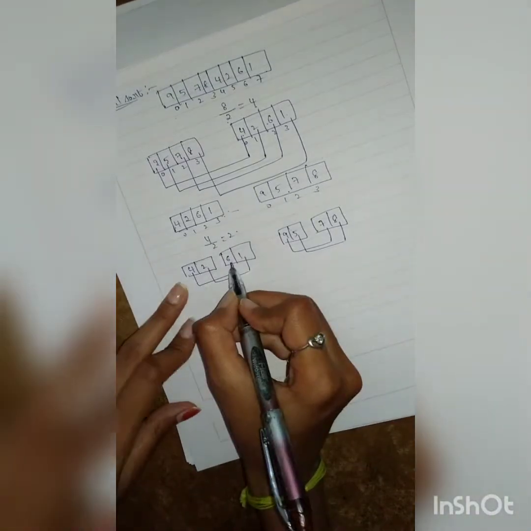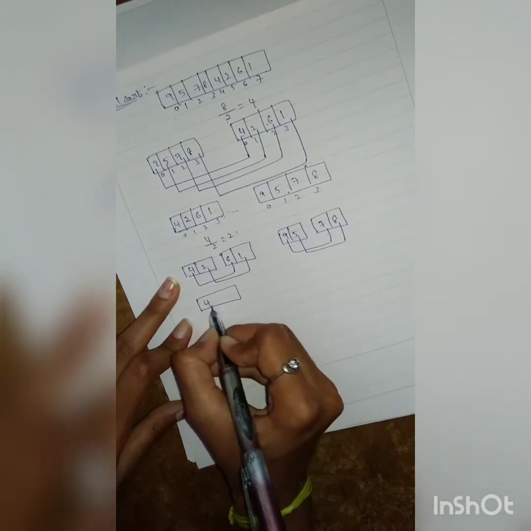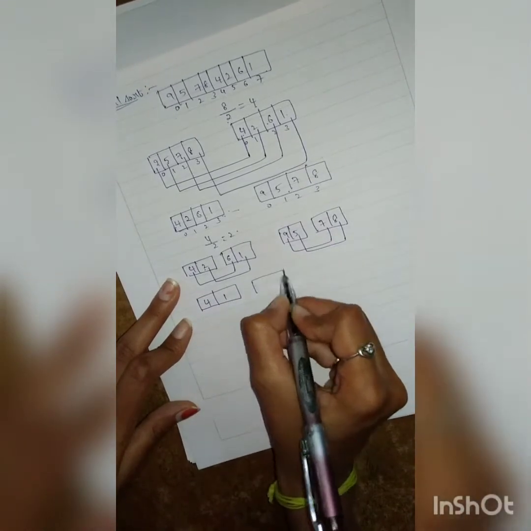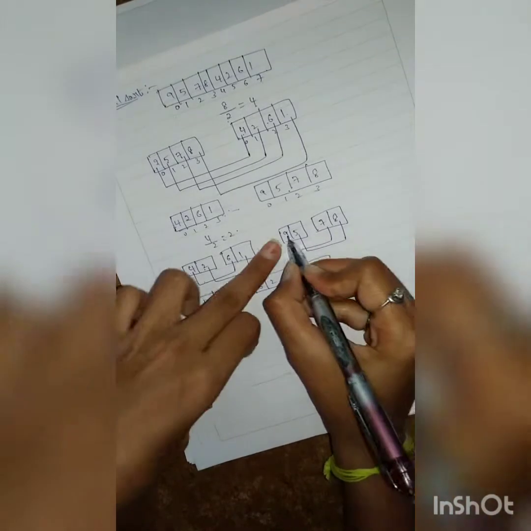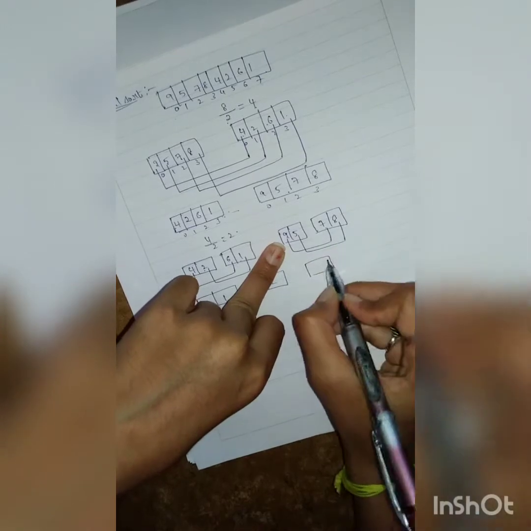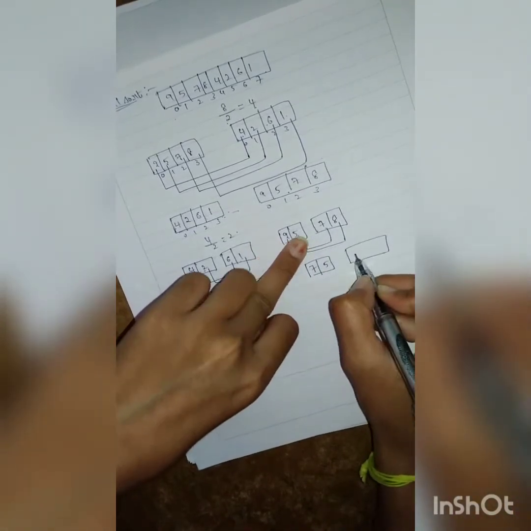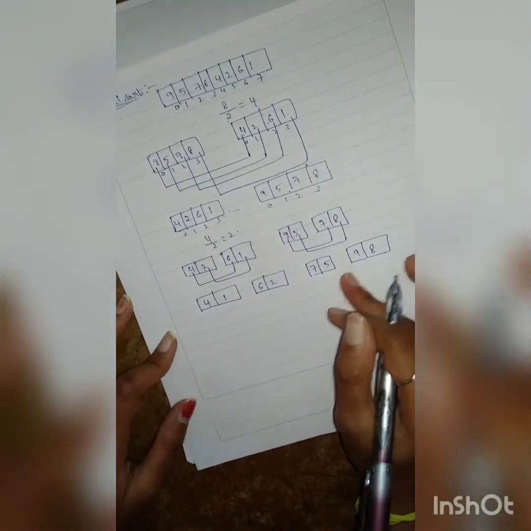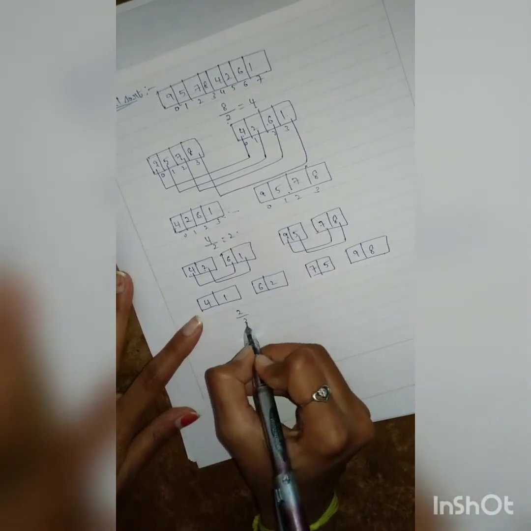On comparison, 4 is small, so 4 will be here, but 1 is smaller than 2, so 1 will come here, 6 here, 2 here. Again, 7 is smaller than 9, so 7 here. 5 is smaller, it stays here, here 9, here 8. Still they are not sorted.